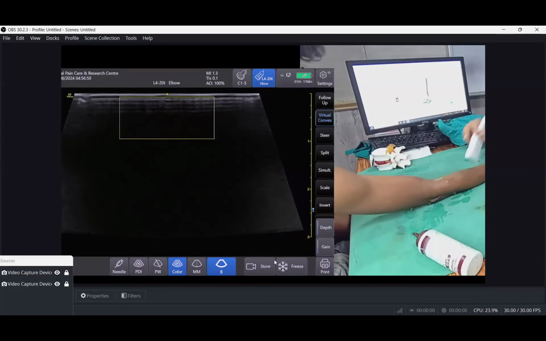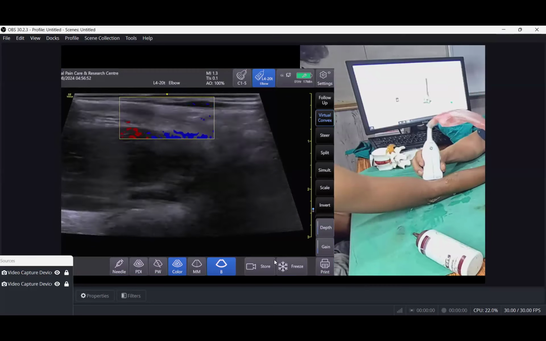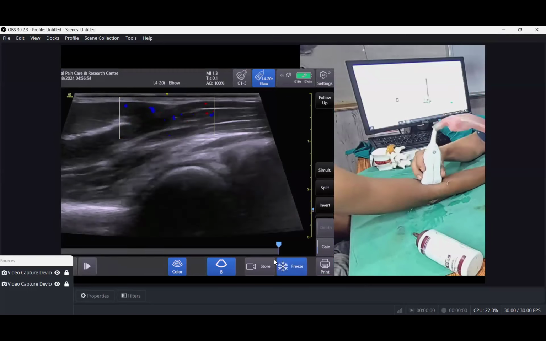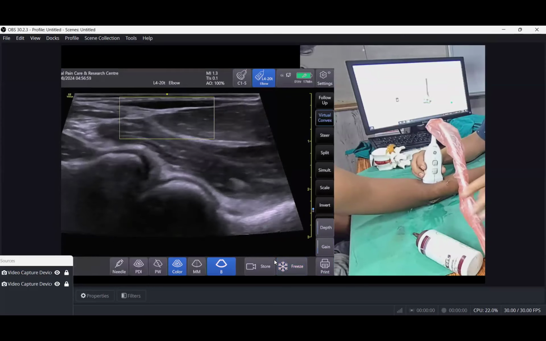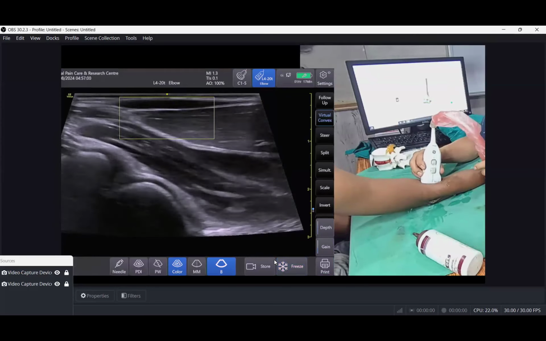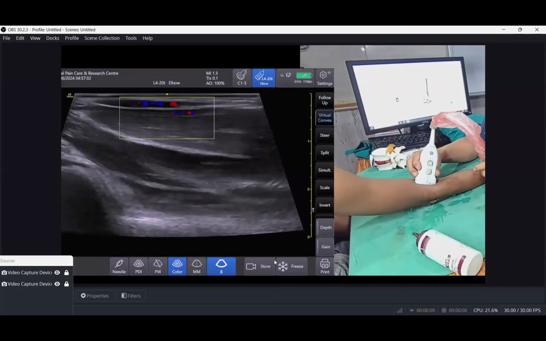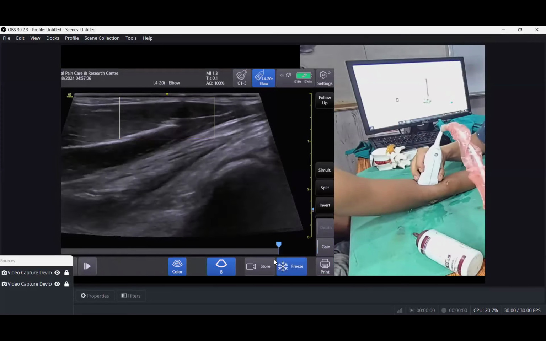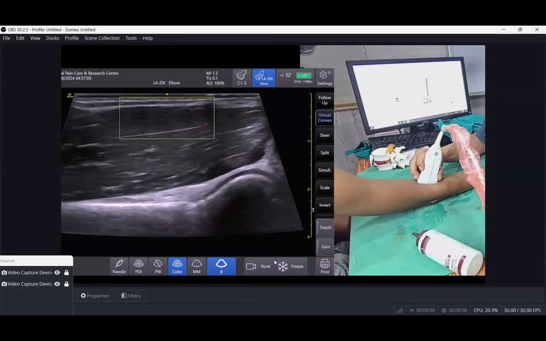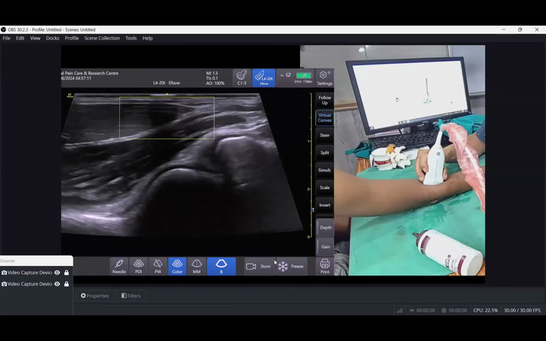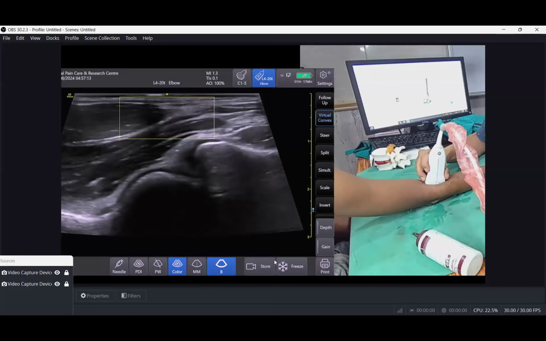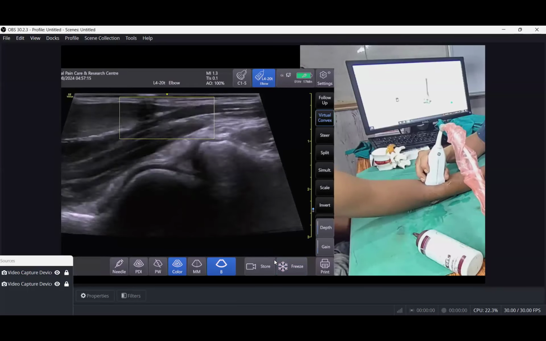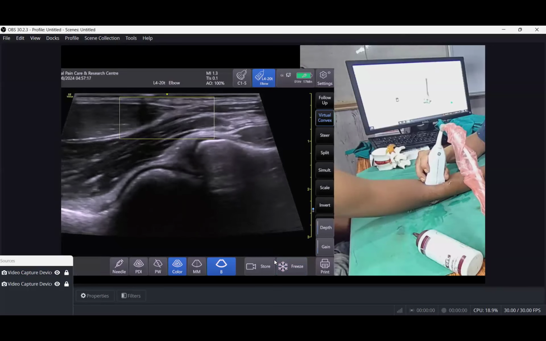And one more structure I'll be showing you is the elbow joint from the front. So if you put your probe like this, the left side of the screen is the cranial side, and the right side of the screen is the caudal side or the distal end. You can see very nicely the elbow joint.